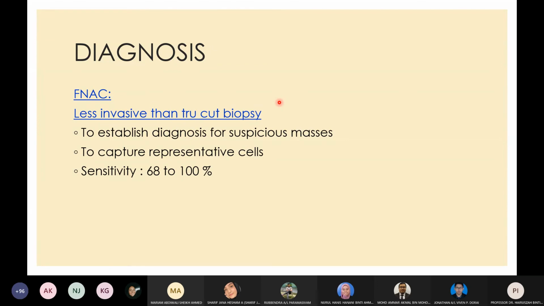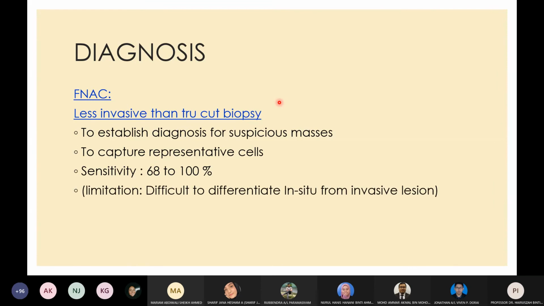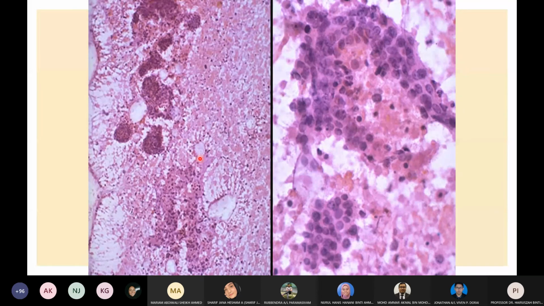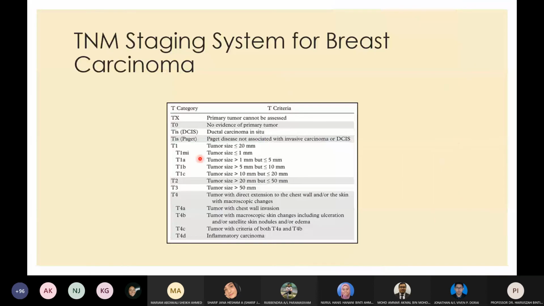It's quite a good procedure that is not so invasive. It's quite simple. You don't even require local anesthetic, right? This is how you do it. The cells that you suck into the syringe, you spread, you stain, and on the spot you could look at it under the microscope. So it provides an instant guide as to what to do next for the patient. Right? This is what it looks like under the microscope. You smear, just like doing a blood smear. Okay, it's on the spot.